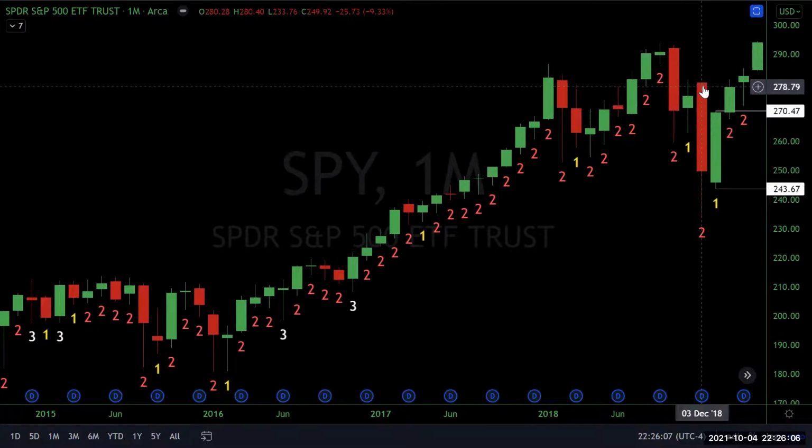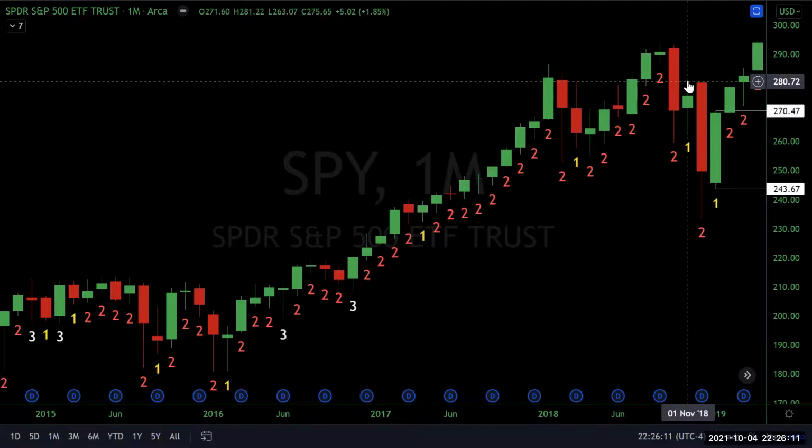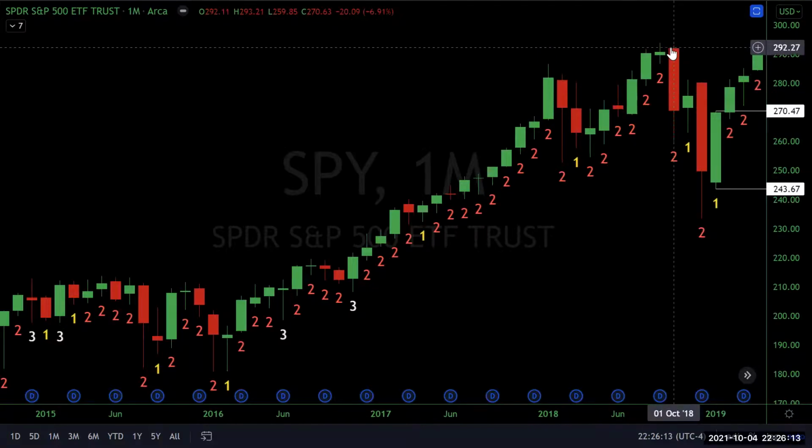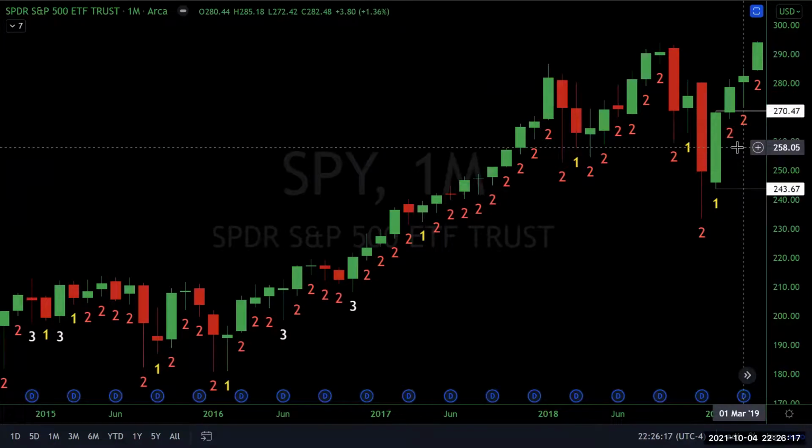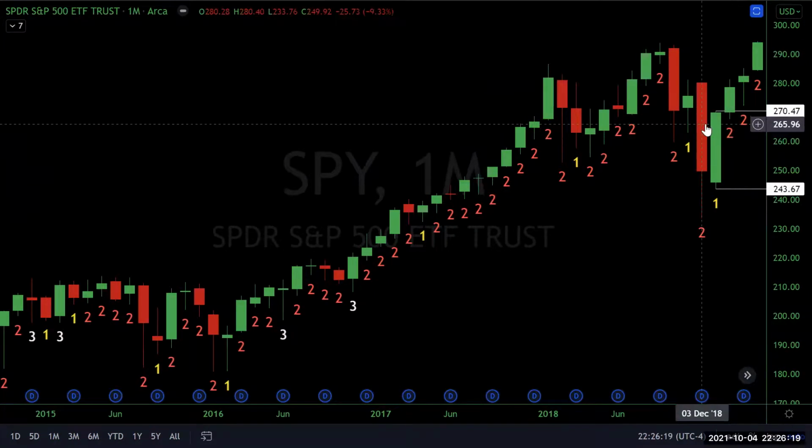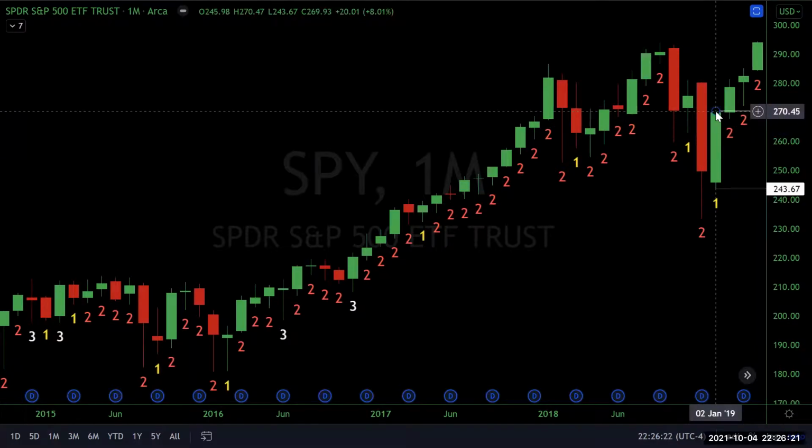This is a target right here. The high is a target right here. The high of this could be a target, and the high of this would be the ultimate target, which it ended up taking out. So that's how you play the twos. Well, my bad. That's how you play the ones, right? You play the break to the upside or the break to the downside.